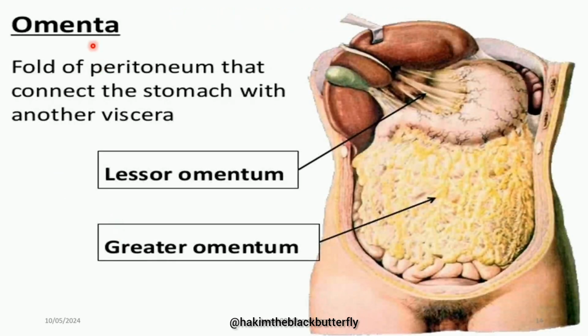The omentum, these are two. We have the greater omentum and the lesser omentum. You can see that these are peritoneal folds that help in connecting the stomach to the neighboring visceral structures. The big one is the greater omentum. This small one is the lesser omentum.